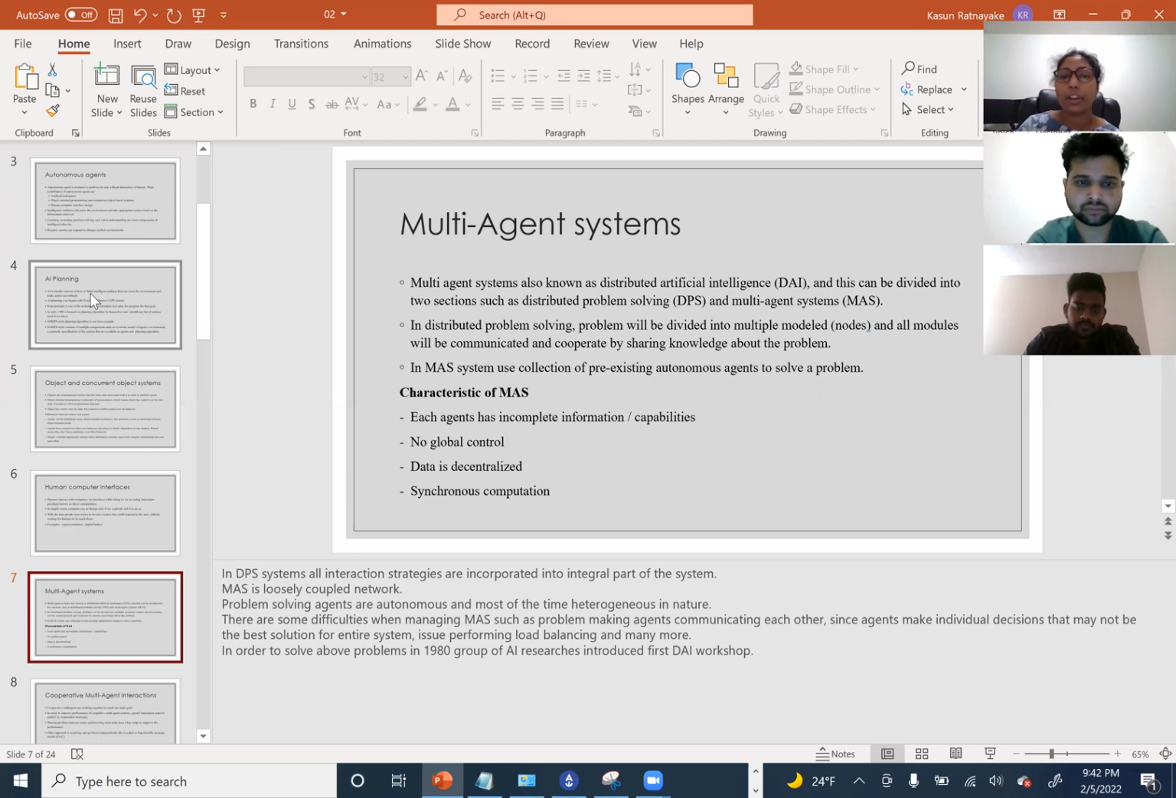So there are some key characteristics of multi-agent systems, such as each agent has incomplete information. That means they have to communicate with each other in order to produce the final output. And there's no global control, and data will be decentralized, and it will do asynchronous computation.